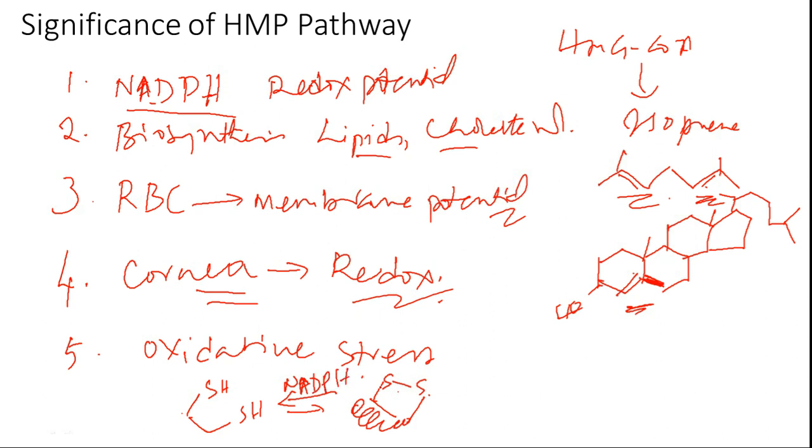Okay, NADPH is used for regeneration of the sulfhydryl group from the disulfide linkage, which will be used for nullifying peroxide radicals. Peroxide radicals are detoxified with the help of the sulfhydryl group. In that process, okay, disulfide linkage will be formed. Okay, sulfhydryl group will be converted to disulfide linkage. So the reversal of the process happens with the help of NADPH.